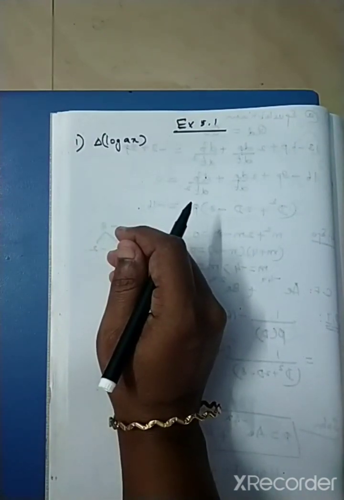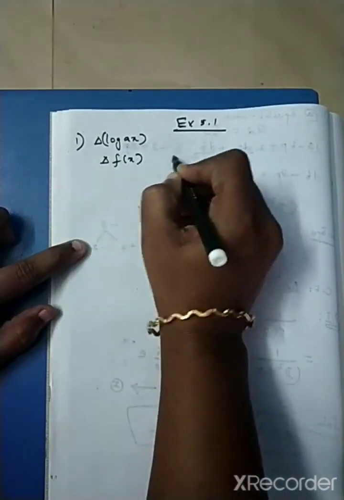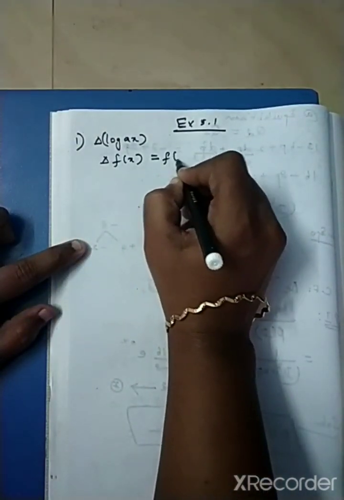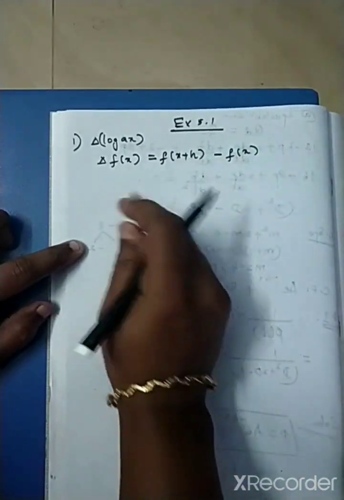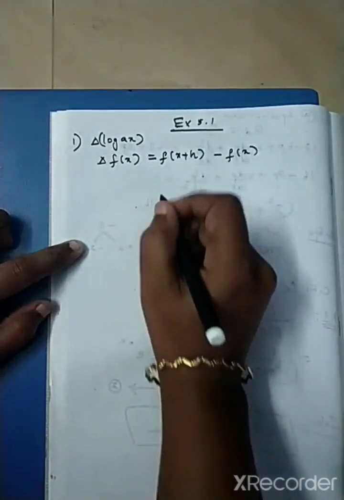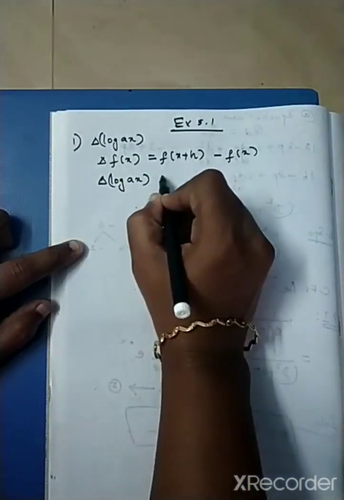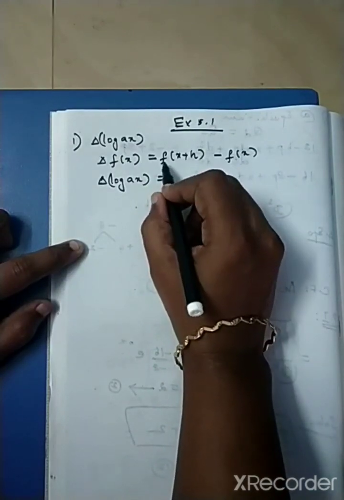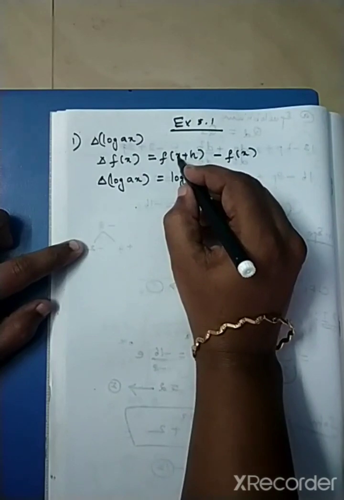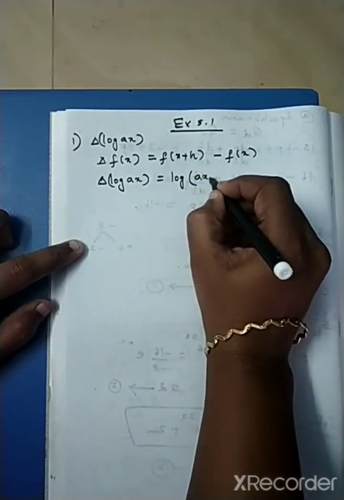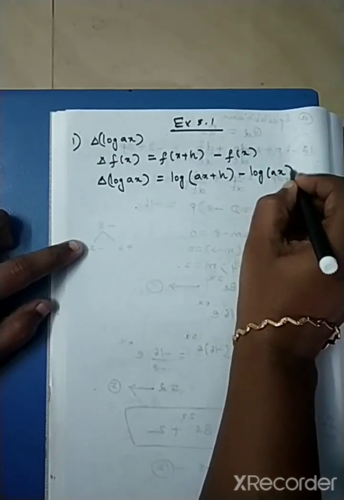Now we know the formula. What is it for delta f of x? Delta f of x is equal to f of x plus h minus f of x. Now I am going to apply the same here. So what will happen? My delta log AX will be replaced by, what is the function? Log. Now I can replace x by AX. So this will become log of AX plus h minus log of AX.